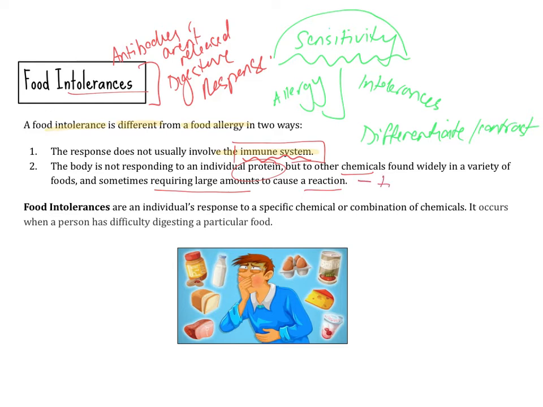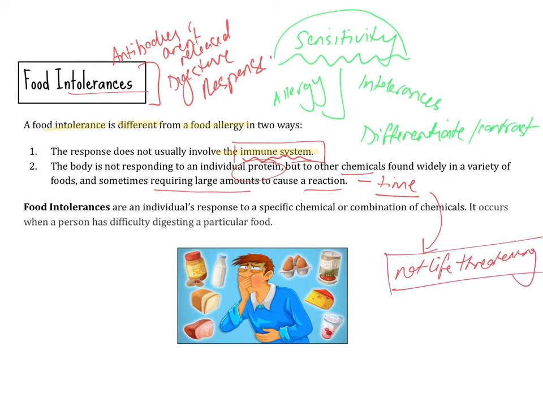Also, it does take time for the symptoms to develop, and it will not be an immediate response. Also, it is not a life-threatening condition, and therefore it is not anaphylactic. So someone that has an intolerance does not have anaphylaxis, and it's not a life-threatening condition. Food intolerances are an individual's response to a specific chemical or combination of chemicals. It occurs when a person has difficulty digesting a part of a food, which is why the immune system isn't involved, but rather it triggers the digestive system and initiates a range of physical responses.